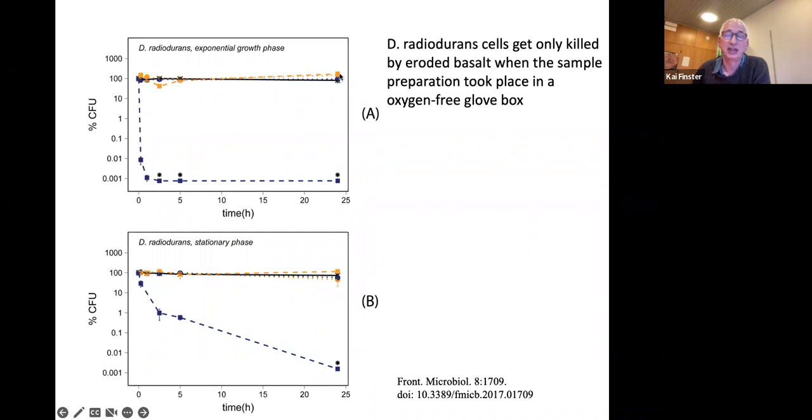You can even see that the number of cells increased, and this is not because there were nutrients added to the buffer, but it was simply because these cells have storage compounds that they activate, and then they can multiply even though they don't have external nutrient sources.